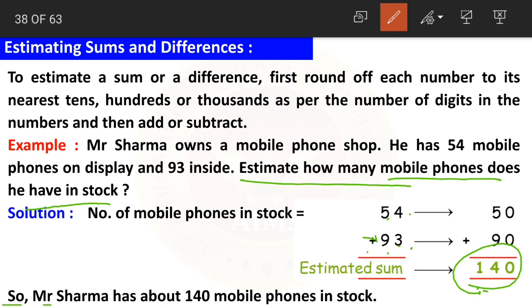So what do we conclude? Mr. Sharma has about 140 mobile phones in stock. See, has about 140. This is an estimate, right? We are just rounding off. This is not the exact number. So we are writing about 140. Yes, because it is an estimate. Clear, children?